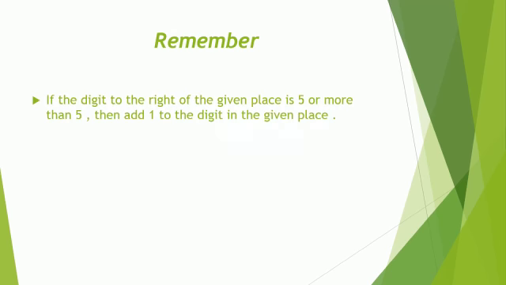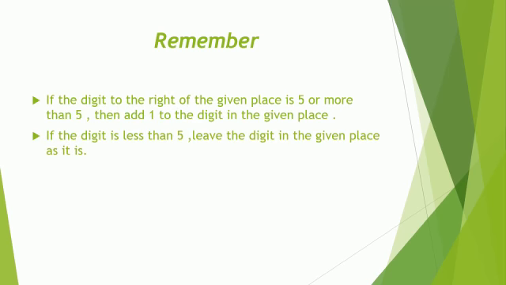So kids, remember these 2 points and it will be easy to get the estimated values. Firstly, if the digit to the right of the given place is 5 or more than 5, then add 1 to the digit in the given place. And the second point is, if the digit is less than 5, leave the digit in the given place as it is. Now students, do all the relevant questions by yourself.